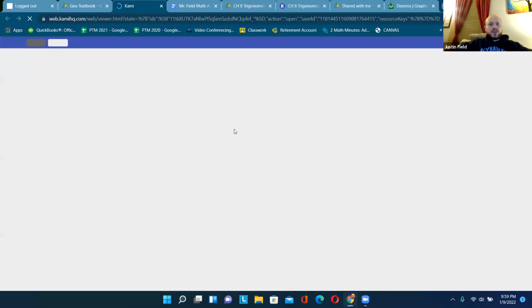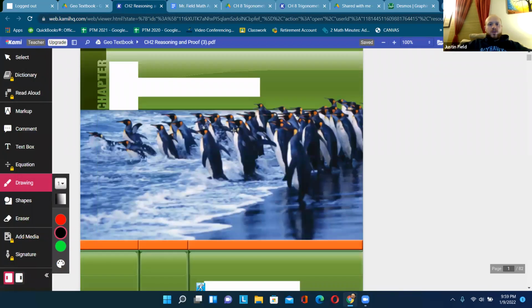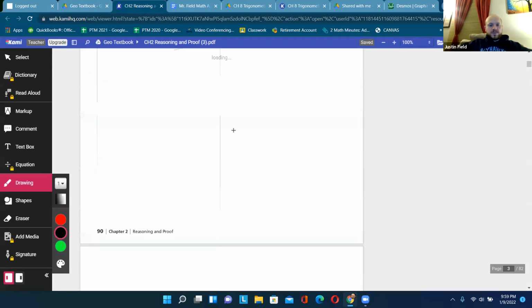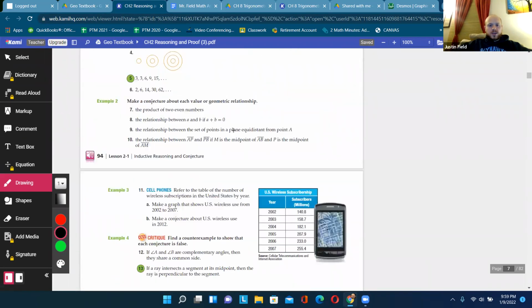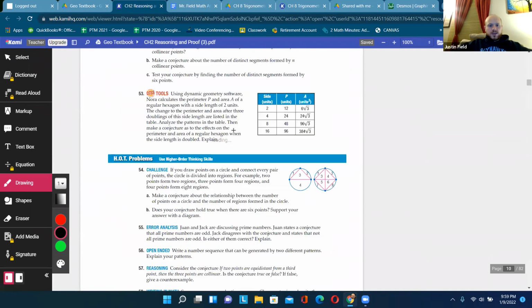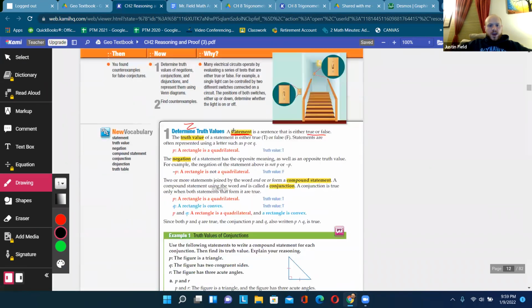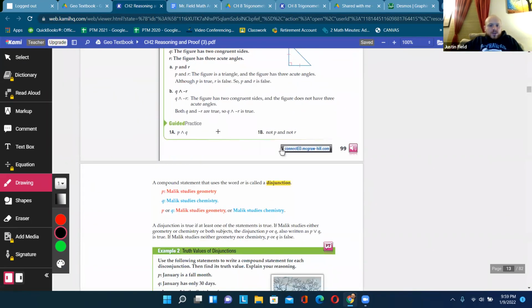How many of you remember truth tables? Okay. So let's do a truth table.